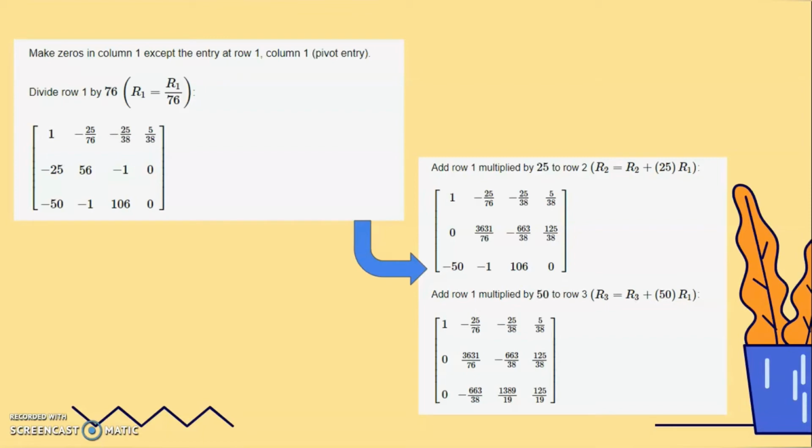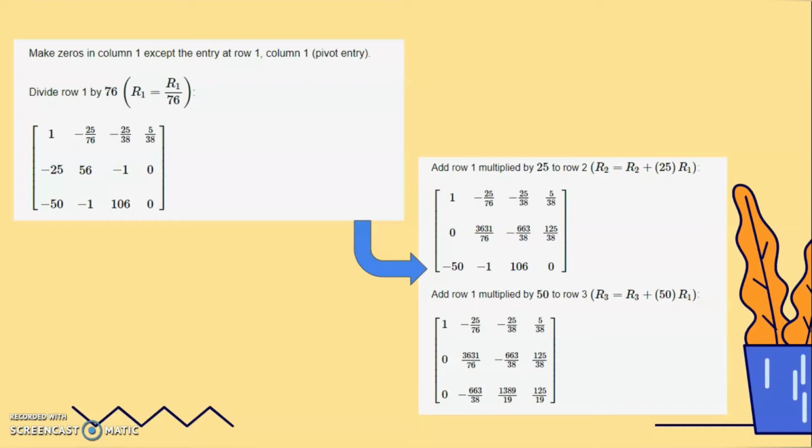Okay, as for the second step, we need to add row 1 multiplied by 25 to row 2, which is R2 equals R2 plus 25 multiplied by R1. This means we add row 2 with row 1 multiplied by 25, so that we get a zero at column 1, row 2. The same goes for row 2, column 2, row 2, column 3, and row 2, column 4, which means we get an entirely new row 2.